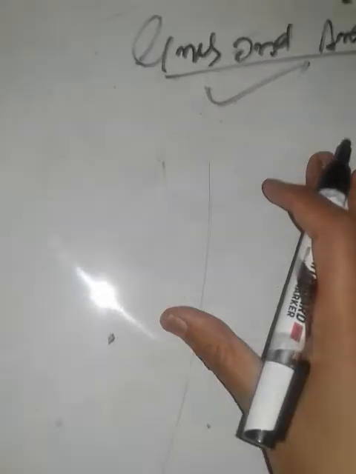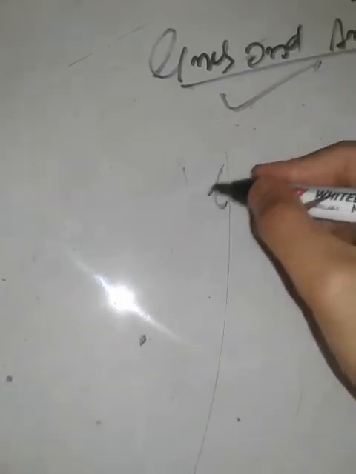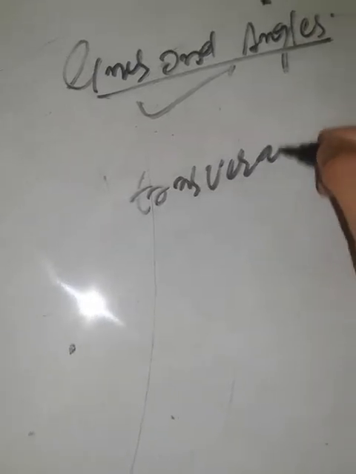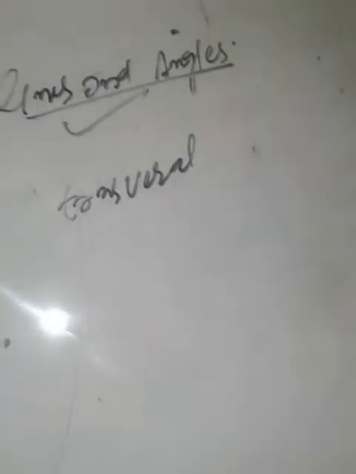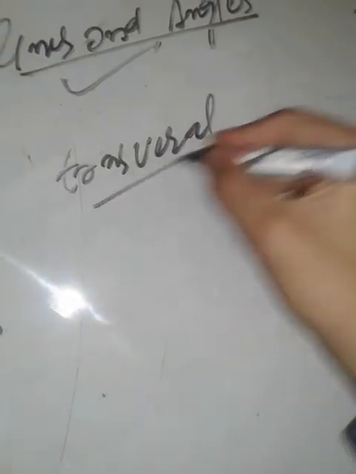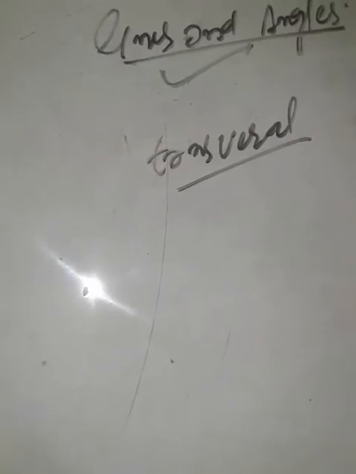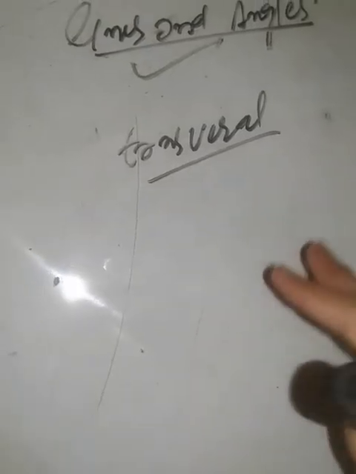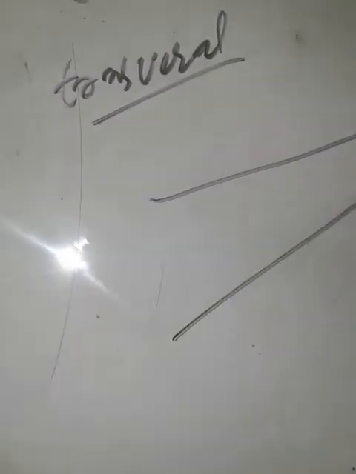One of the important concepts is the transversal. This is our main topic actually. From this we can read many properties of angles. What is a transversal? A line is said to be a transversal if it intersects two lines at two distinct points. For example, you have two lines.